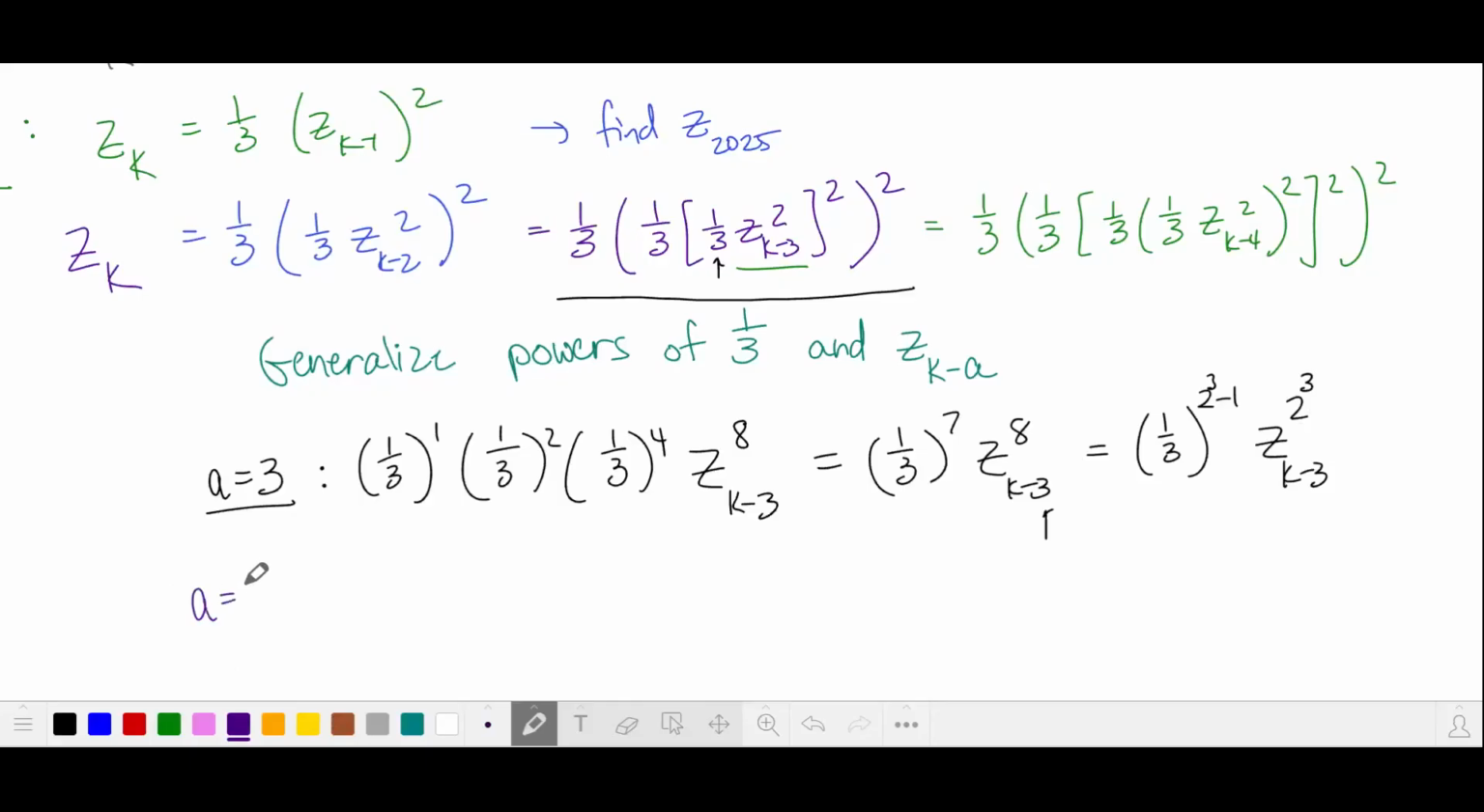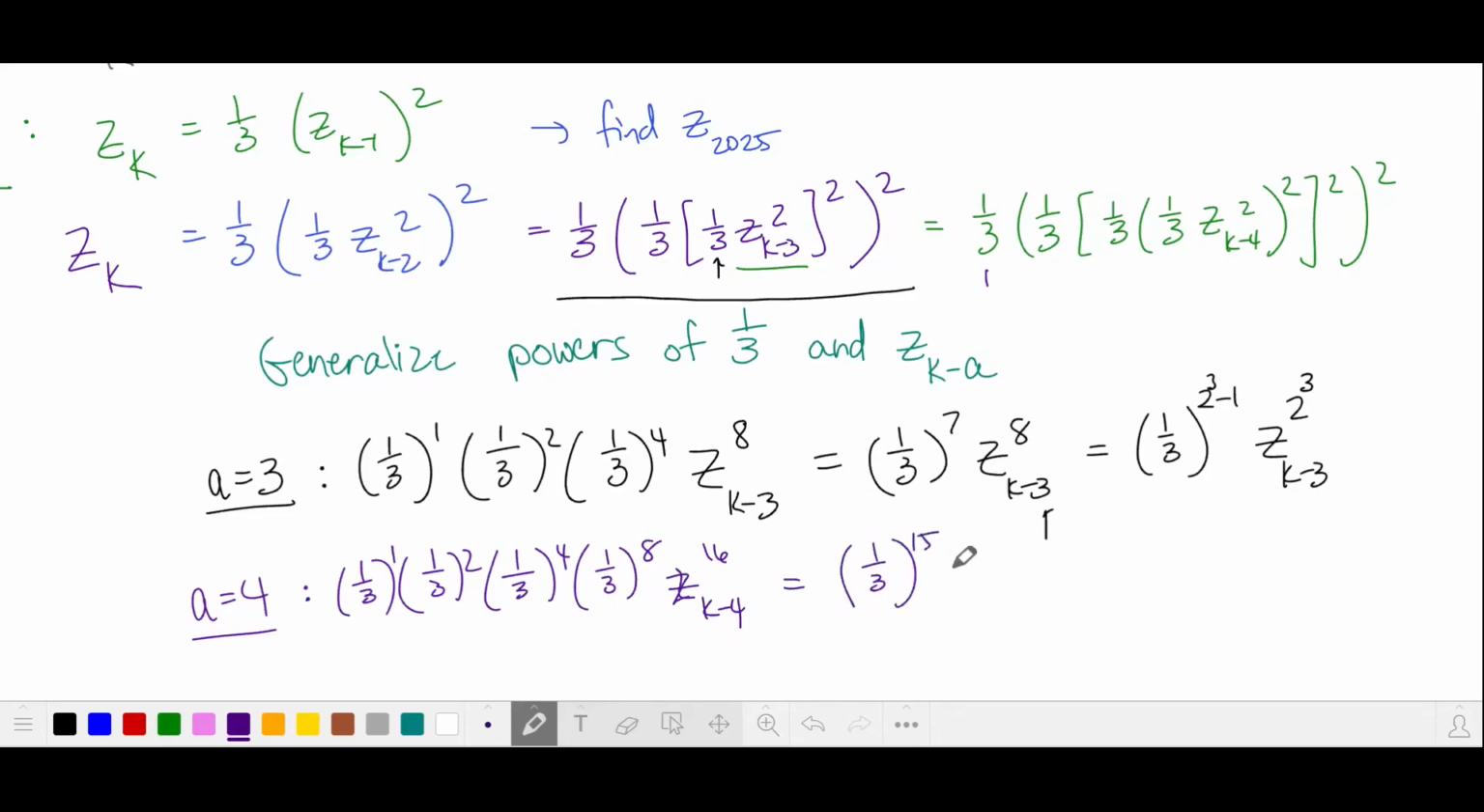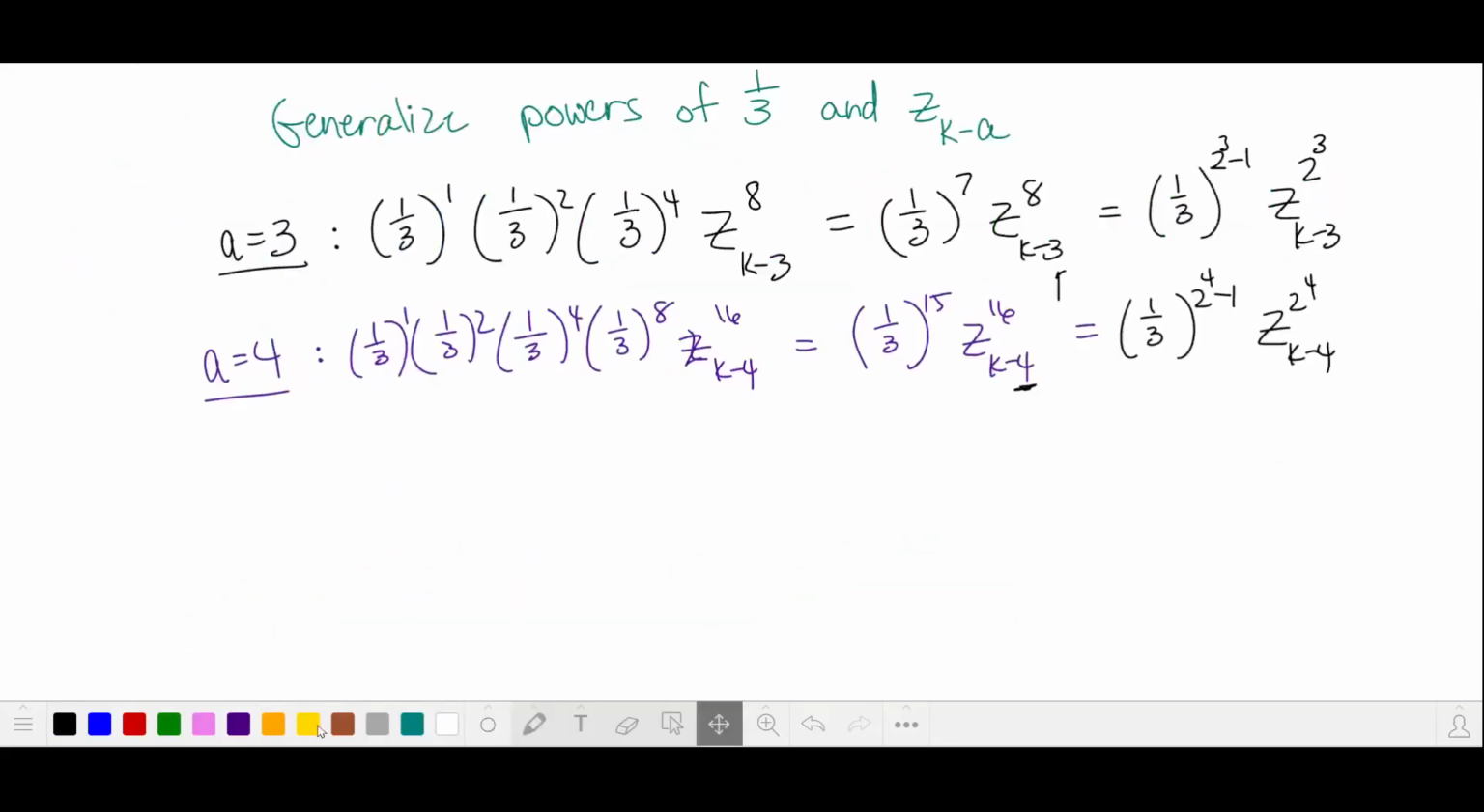We'll try this one more time where a is equal to 4. So we've got a 3rd here, we have a 3rd squared, and a 3rd to the 4th, and a 3rd to the 8th. Here we have z to the k minus 4, and that's raised to the 16th power. Altogether, we have 15 1/3. When these exponents are written in terms of a equals 4, this is 2 to the 4th power minus 1, and 16 is 2 to the 4th power. Now we can generalize. For any a, z sub k is going to be 1/3 to the power of 2 to the a minus 1. For z sub k minus a, the power is 2 to the a.